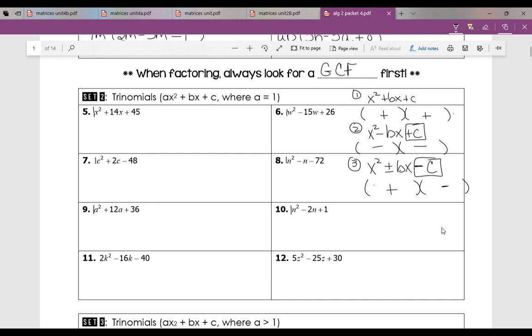So before I do anything else, I make sure my problem is written in the format x squared plus bx plus c, and then I decide from the get-go, should I have plus, plus, minus, minus, or one of each? Okay.